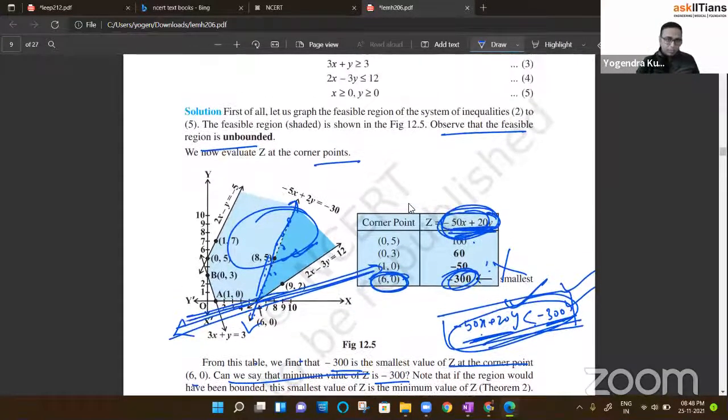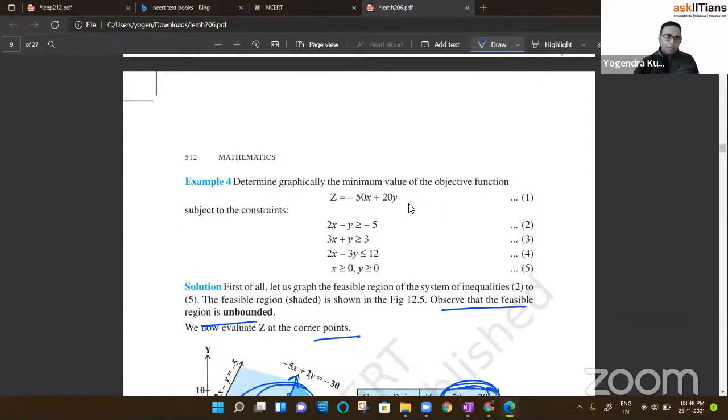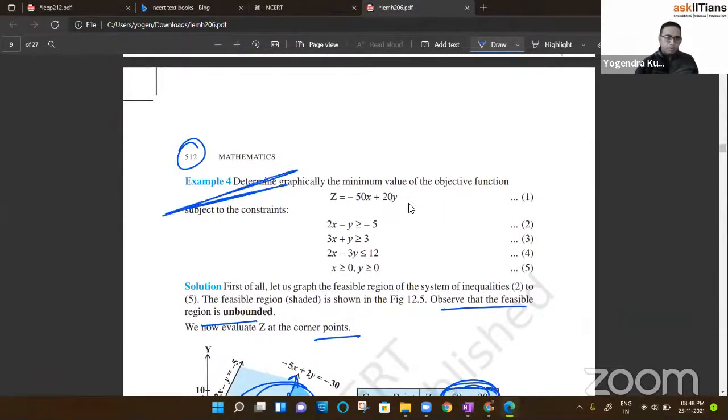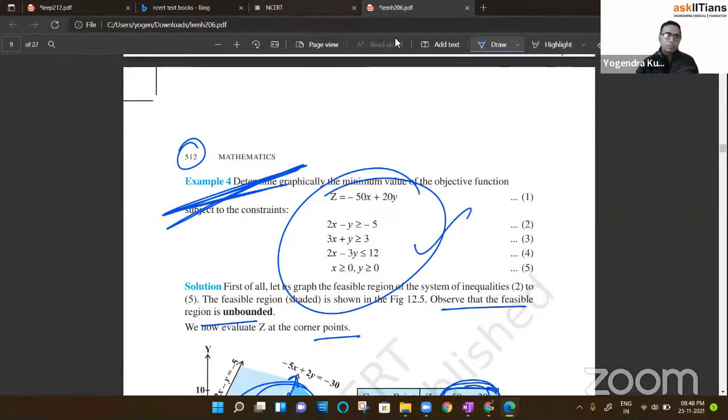It is in your NCERT book only, guys. Page number 512. Go through this example and understand this. A question could come like this. This is an interesting question, and I think this part is in the portion, right? So do this. There are very good chances that a question could come from this. Everyone understand or not? Got it, guys?